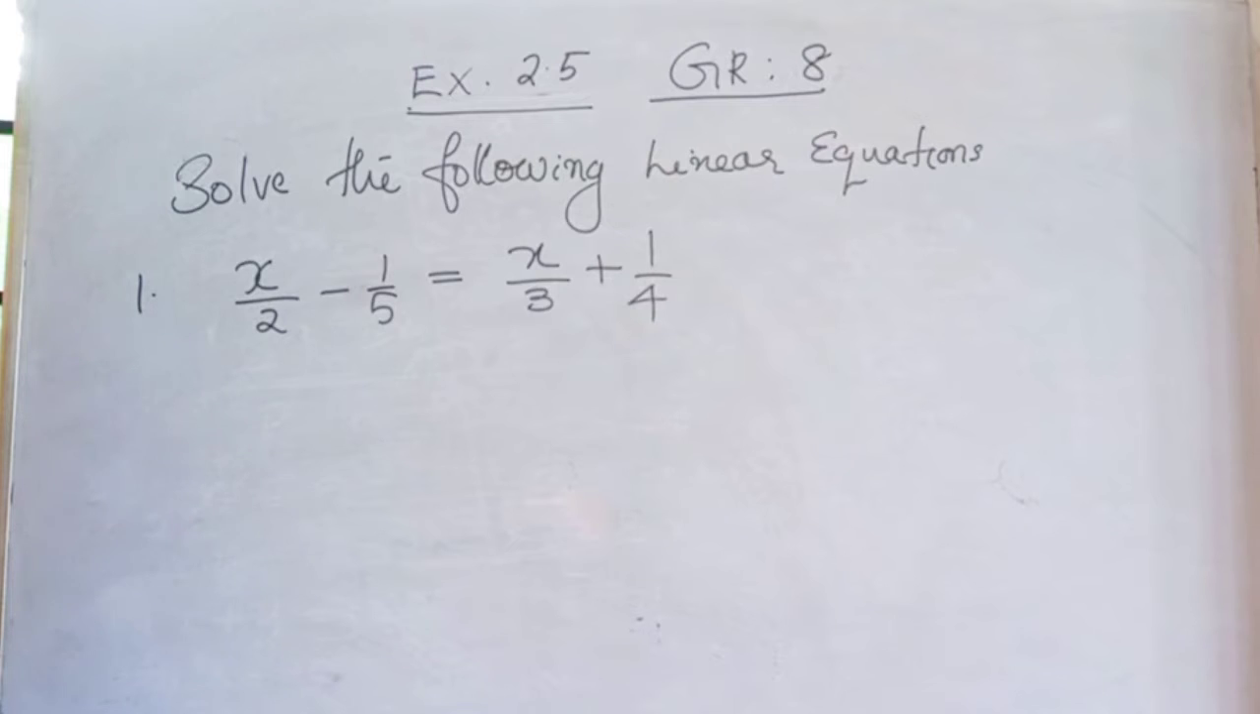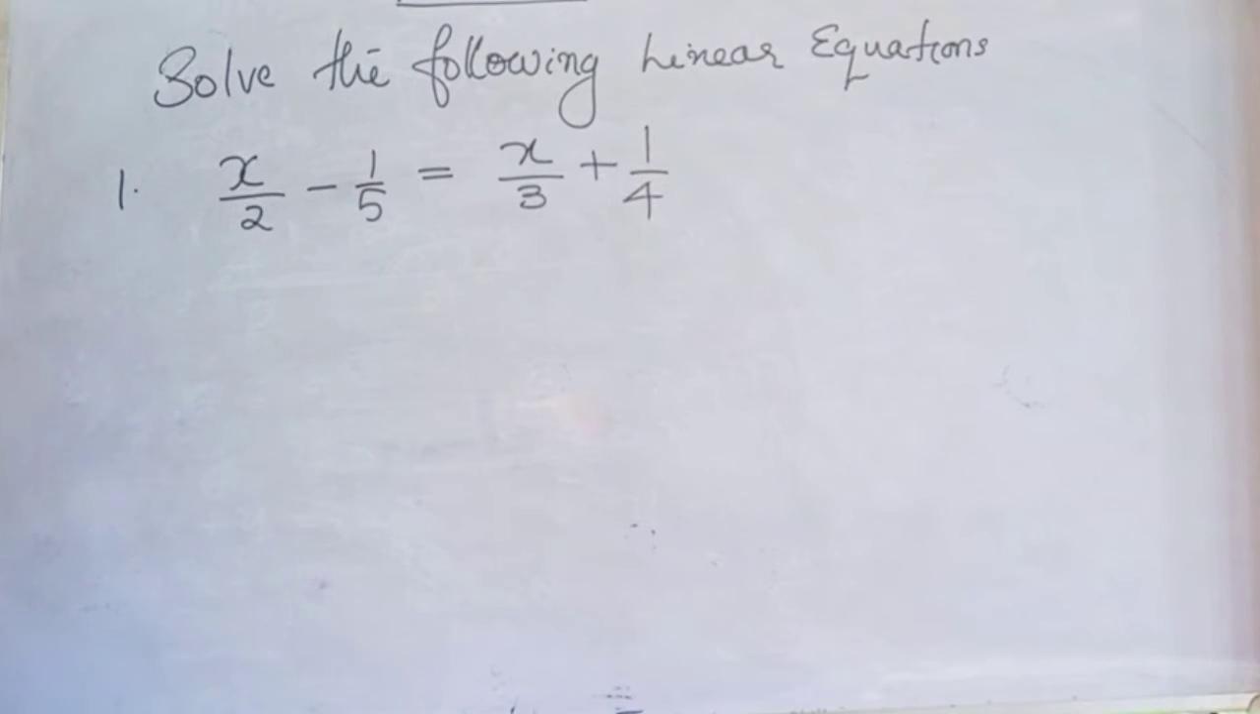That is exercise 2.5. Solve the following linear equations. Question number 1. That is x by 2 minus 1 by 5 is equal to x by 3 plus 1 by 4. So, here you can see how to solve these linear equations.